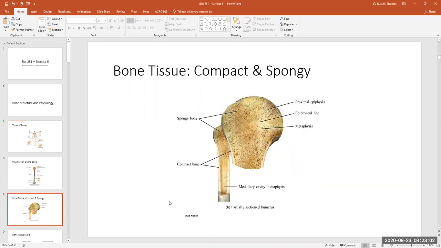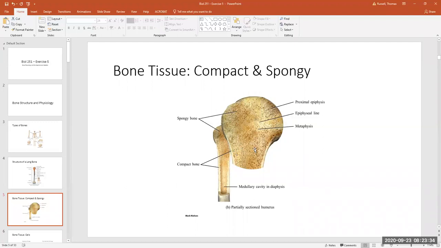Now, the reason why I'm telling you that as well is because all of these spaces in spongy bone are filled with a very important tissue in our body. And it's called red bone marrow. So the red bone marrow is found wherever we have spongy bone. And the reason why that's important is because the red bone marrow is where all of your blood cells are produced throughout your entire life.